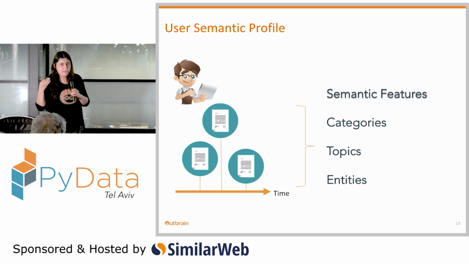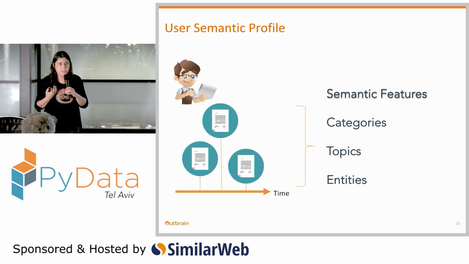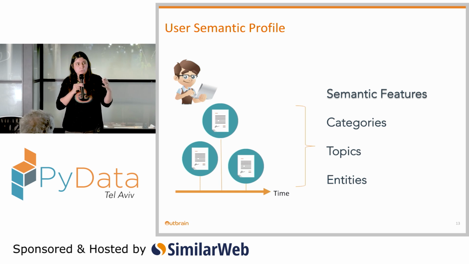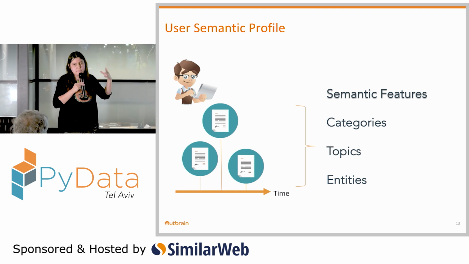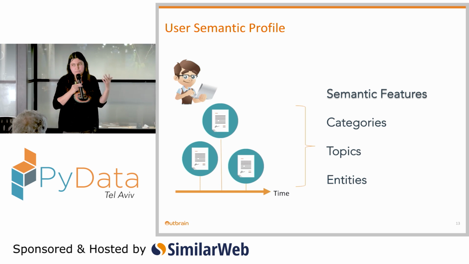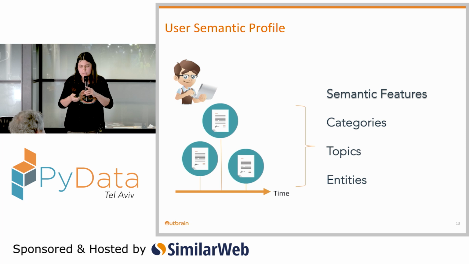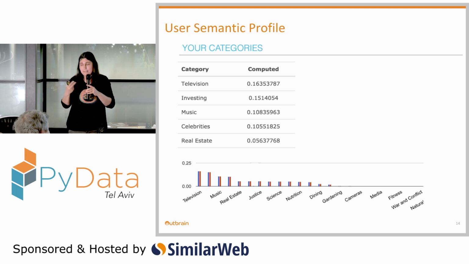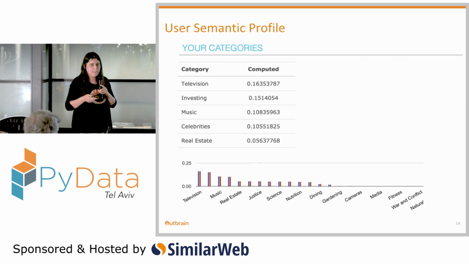Now, what are we doing with that? We're getting a user. We have the patterns of what this user has been reading in the past, and what we're basically doing is aggregating all this information into one user profile. You can see this user profile is represented in the same feature space as each one of our articles. So each user profile has a list of categories, a list of topics, a list of entities, and so forth. So here's an example of a user in the system that happened to read a lot about television and investing and music. So this is the aggregated profile.